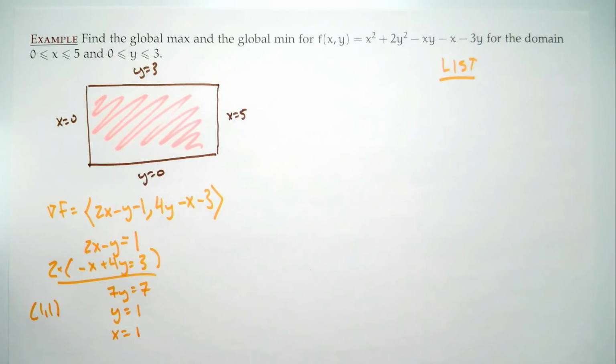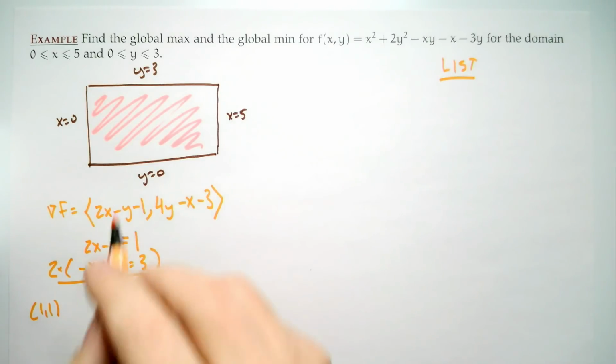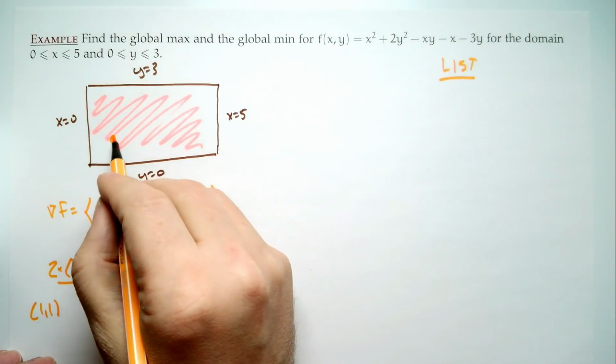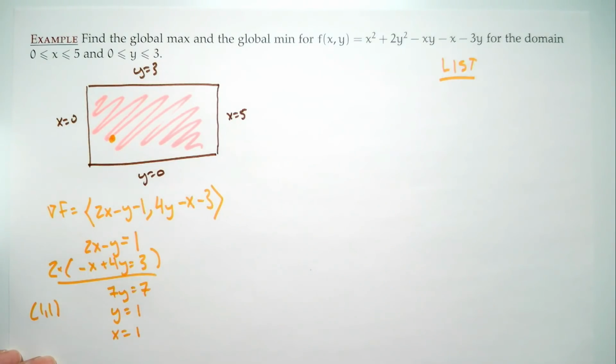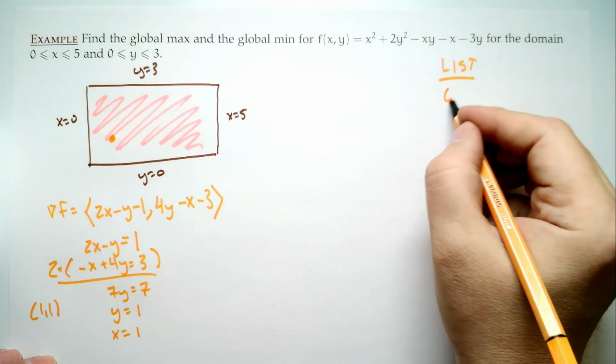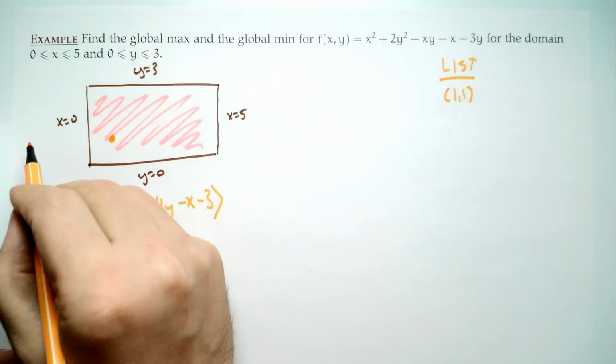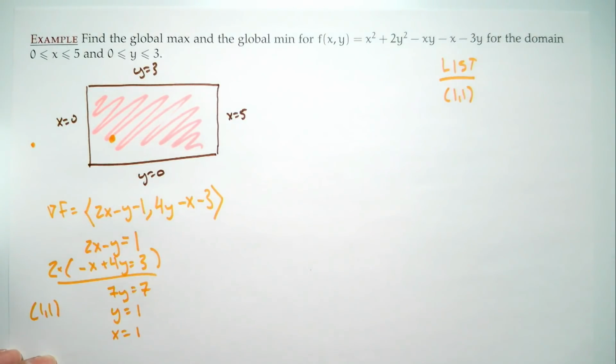Now, here's the question. Do we add 1, 1 to our list? And how do we know whether or not to do it? Check if it's in the domain. Now, not every critical point you find will always be in your domain. So you have to check. Now, it turns out that 1, 1 is in our domain. Because 1, 1 is in our domain, we add it to our list. If we had found a critical point which, say, had been over here, what do we do with that point?